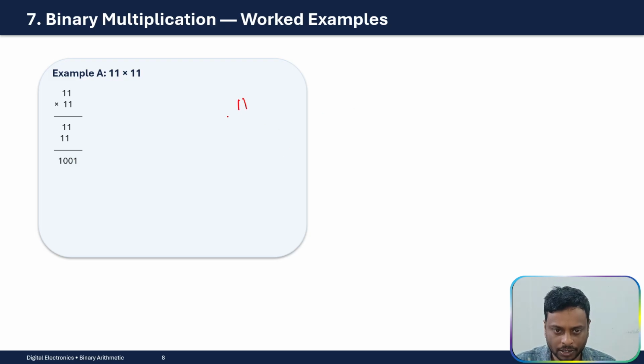So 1 1 multiplied with 1 1. So 1 into 1 1. Then 1 into 1 that will be 1. Then 1 into 1 that will be 1. Then 1 into 1 that will be 1. Okay, so 1 is the 1. The 1 plus 1 is your 1 0. So 0, then that 1 plus 1 equal to 1. Okay, so this is how the multiplication is done.